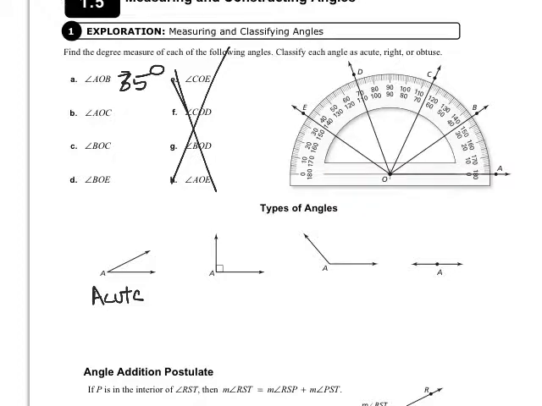AOC. Okay, AOC, another easy one because it starts at A. So AOC looks like a 65-degree angle. So again, a 65-degree angle, that would be another acute angle.